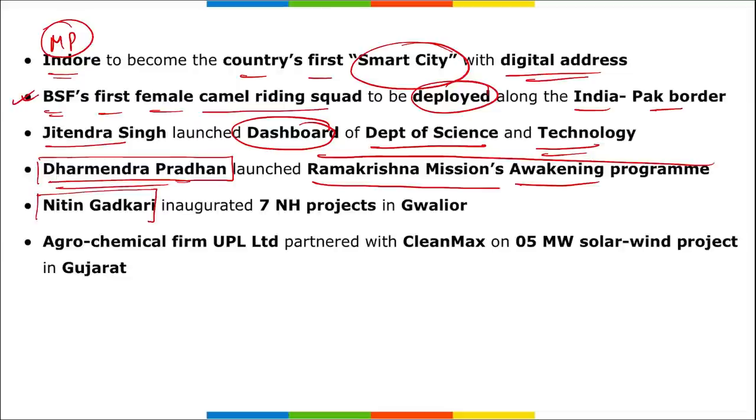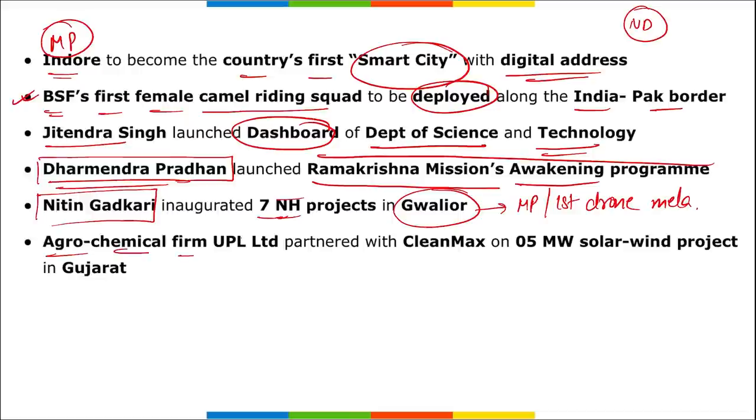Then Nitin Gadkari, he inaugurated 7 national highway projects in Gwalior. Where is Gwalior? Gwalior is also in Madhya Pradesh. And if we talk about Gwalior, remember here the first drone mela was held. First drone mela was held in Gwalior and the biggest drone mela was held in New Delhi.